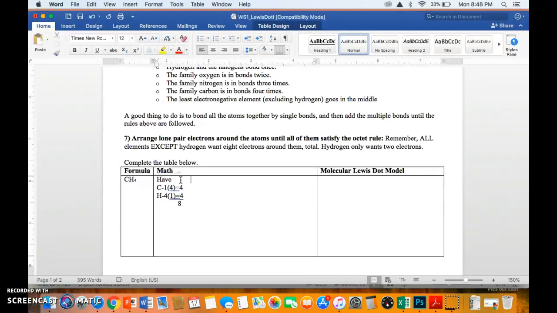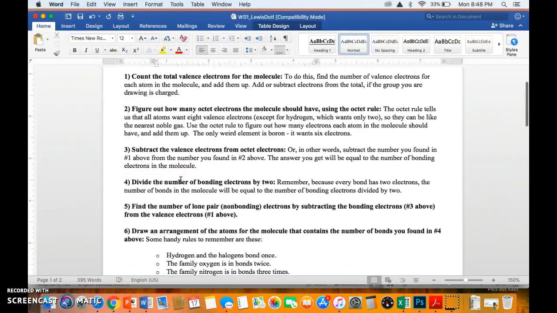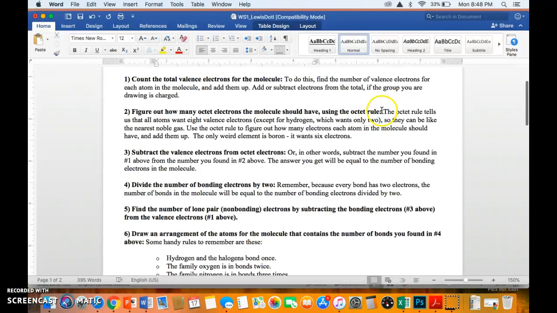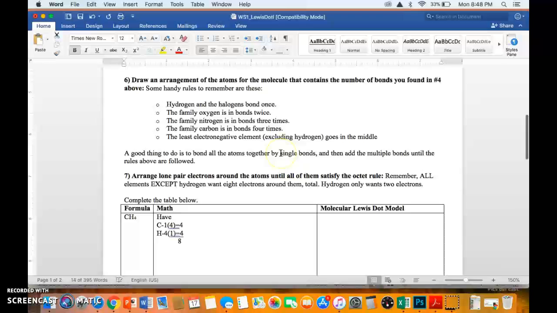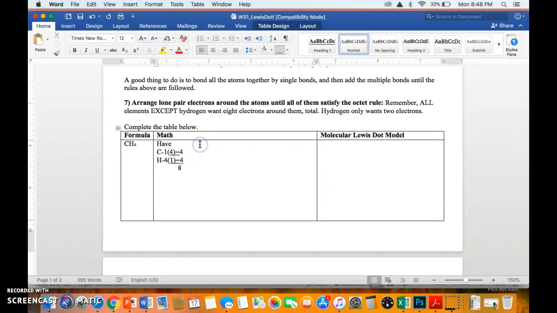Next, I'm going to go to step 2. Step 2 says figure out how many octet electrons an element should have. How many do we need? So next, I'm going to look at how many electrons I need. I start a new column. In this new column, again, I list my elements. I have carbon and I have hydrogen. How many carbons and how many hydrogens do I have? Well, I still have 1 carbon. I still have 4 hydrogens.